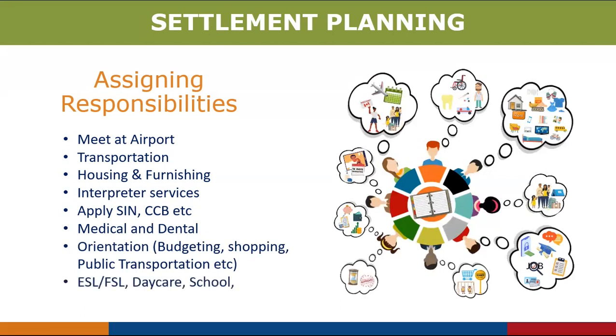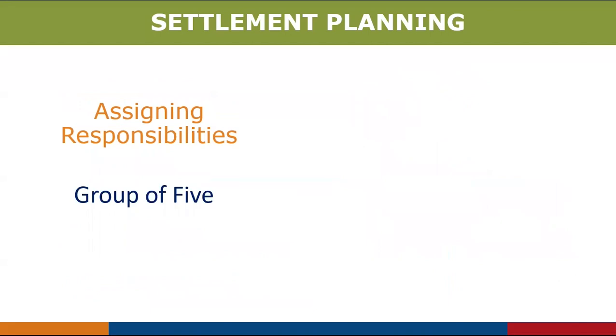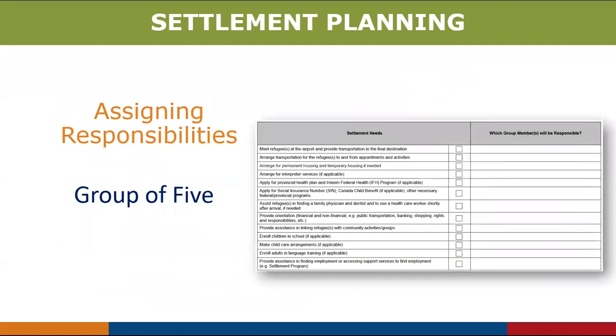And someone who will help them register for English or French as a second language, registering children for daycare or for school, and being connected with the settlement services. So for groups of 5, assigning the responsibilities is done on the undertaking document, the section which looks like this. And you'll see it's asking the question, which group member will be responsible?